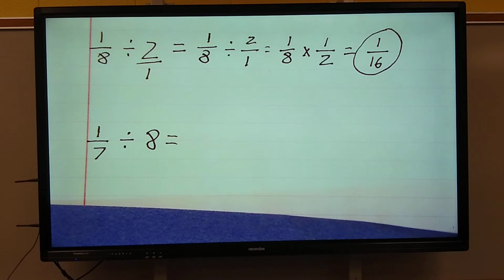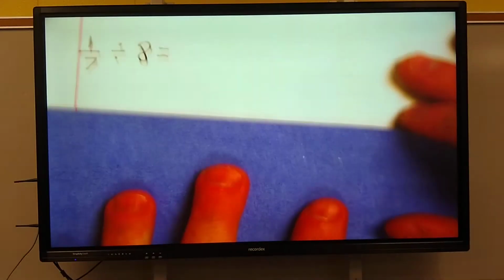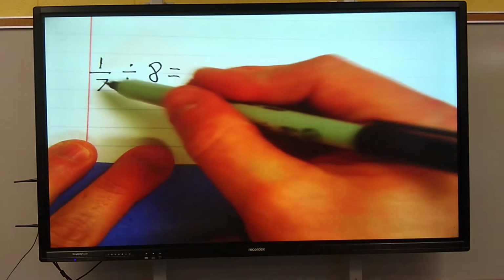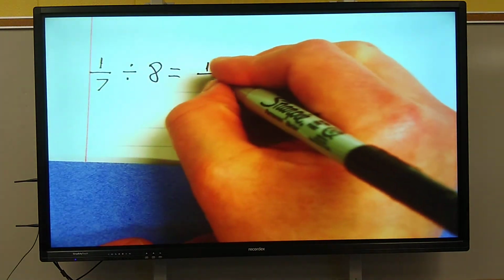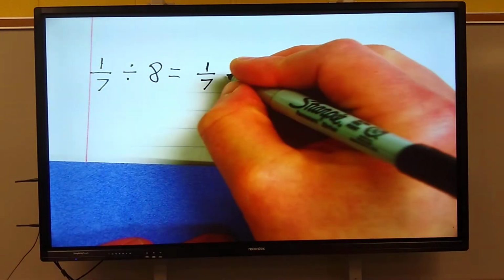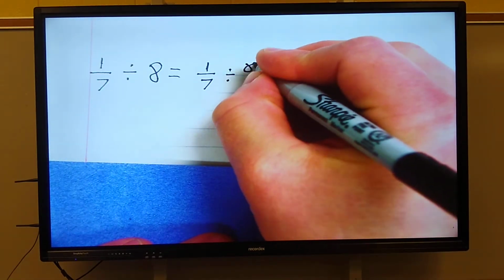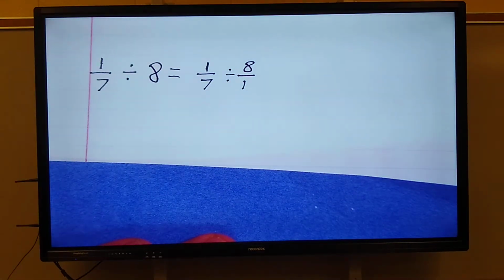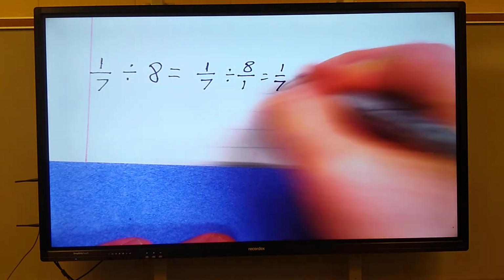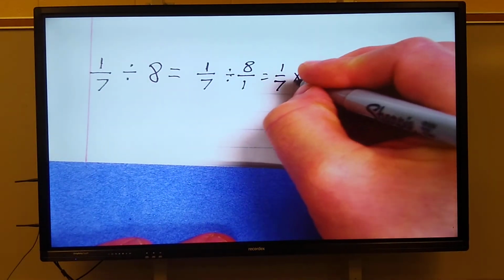Now try that one. 1/7 divided by 8. Do that now. Pause the video. All right, let's see how good you did. 1/7 is my dividend. 8 becomes 8 over 1. 1/7 is my dividend. The division becomes multiplication.